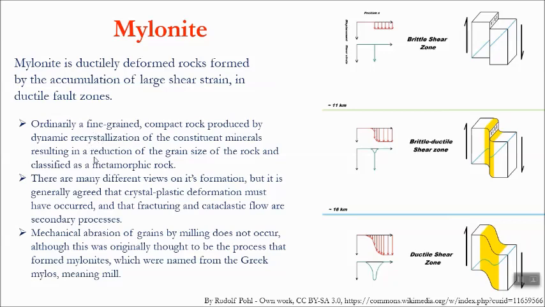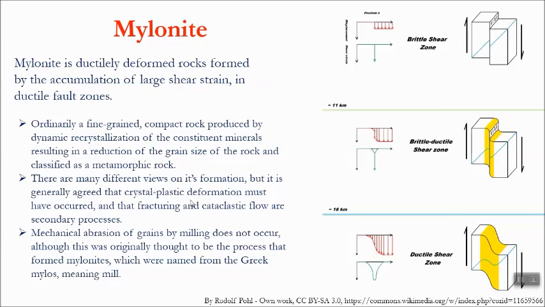grains, and this results in a reduction of the grain size of the rock, and these mylonites are therefore classified as metamorphic rocks. They are also formed in a high pressure and temperature environment, more specifically in a high pressure environment. That's why they are called a result of dynamic metamorphism. Dynamic means they are mostly affected by the pressure.